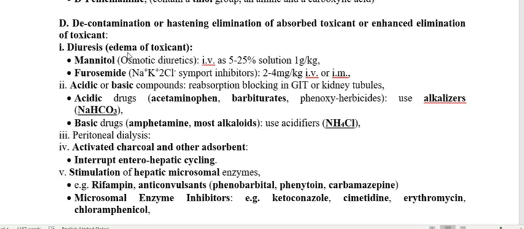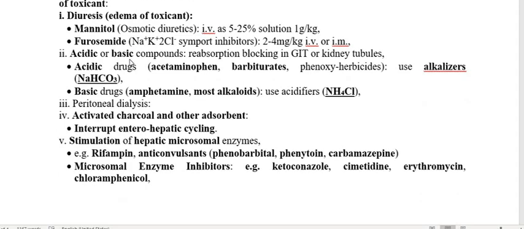The osmotic drug mannitol is a diuretic. Furosemide is also a diuretic. Furosemide acts through the inhibition of the sodium potassium chloride symport, and mannitol is simply an osmotic diuretic. By its osmotic property in the lumen of the Bowman capsule, it draws water from the surroundings and increases the volume of urine and passes it out. So this is one, by increasing the diuresis.